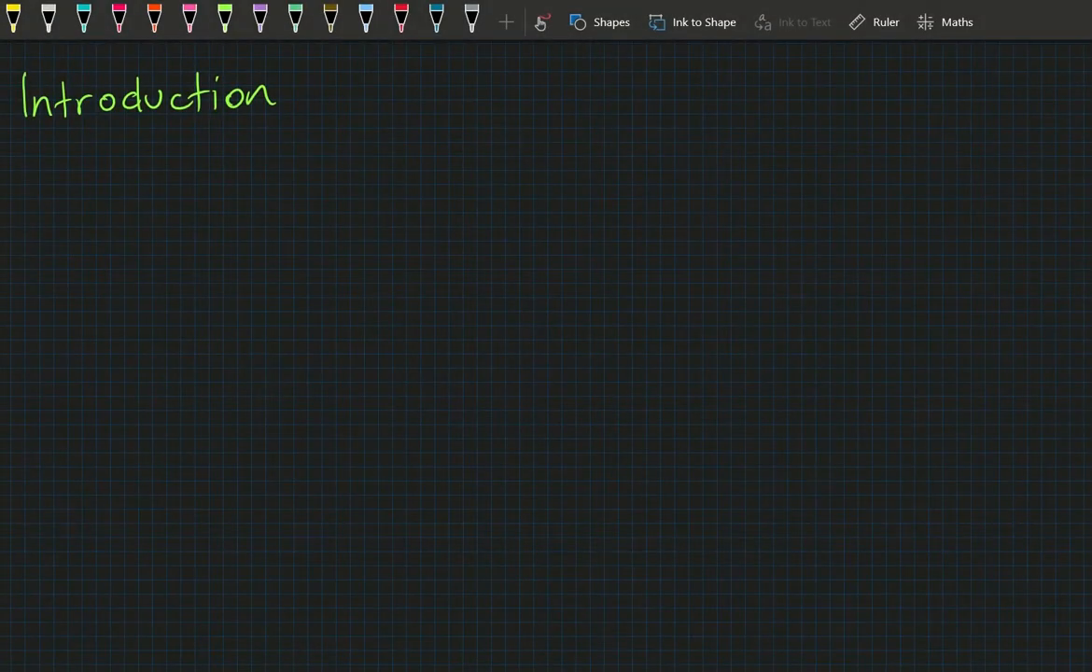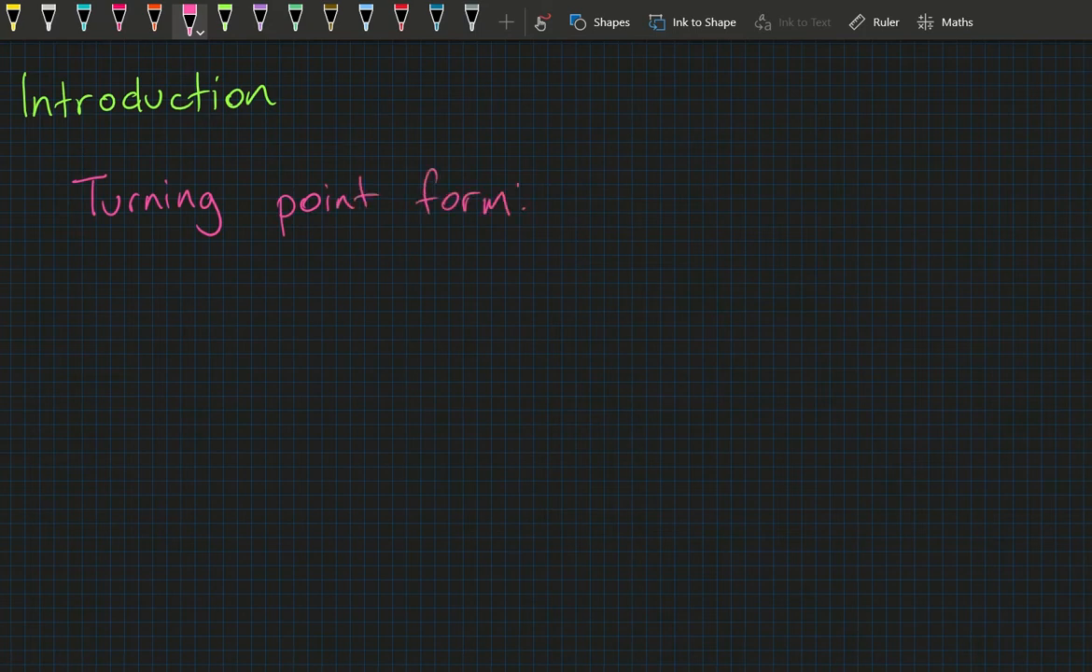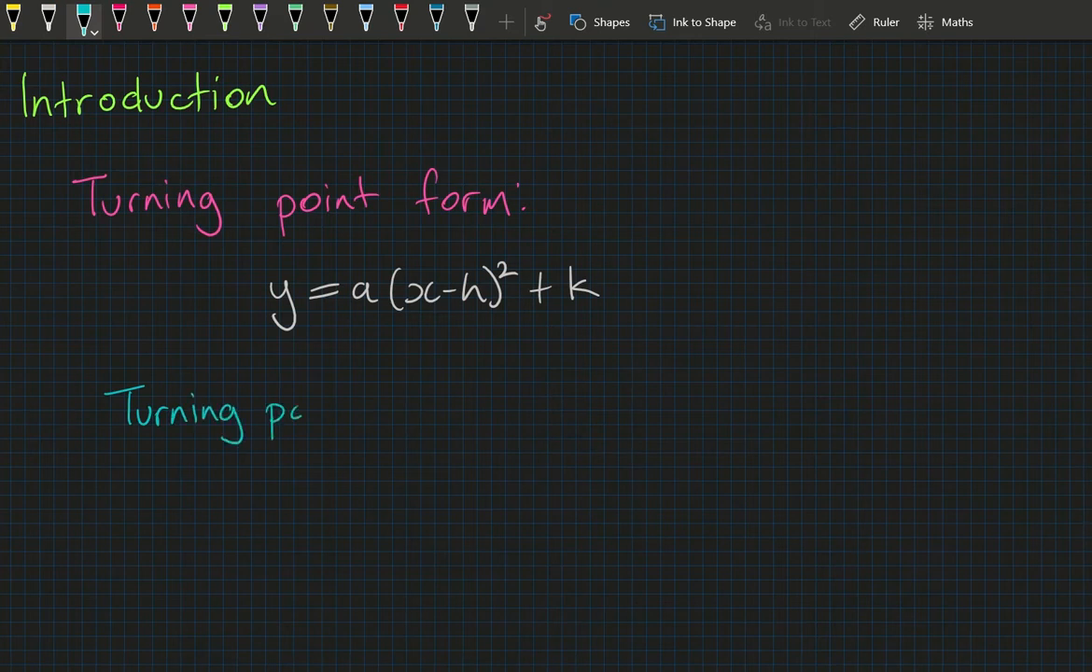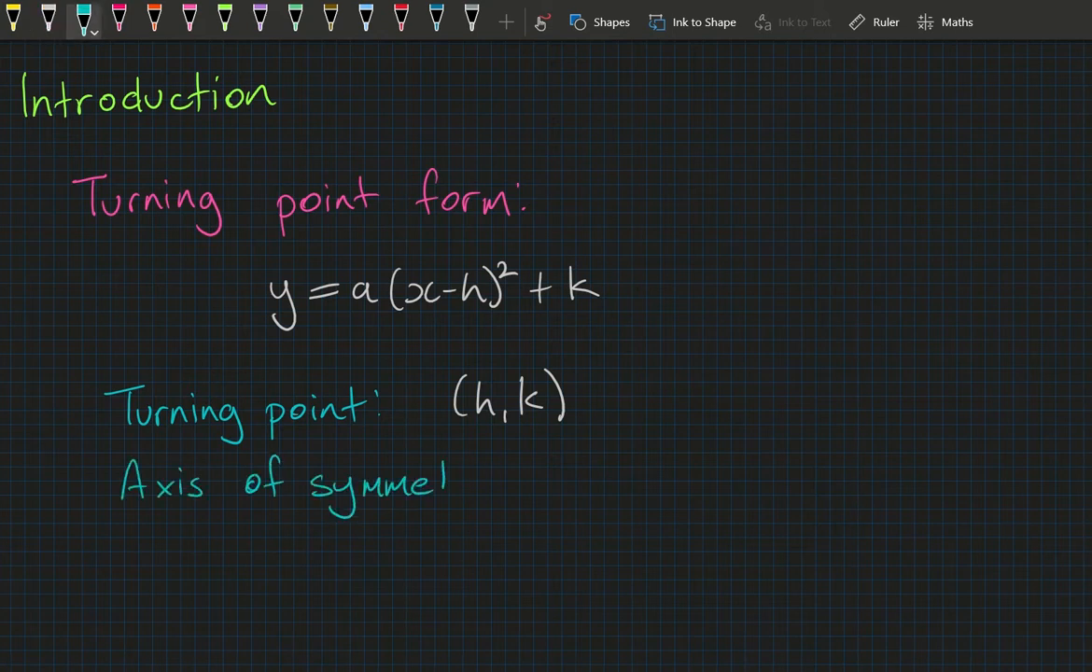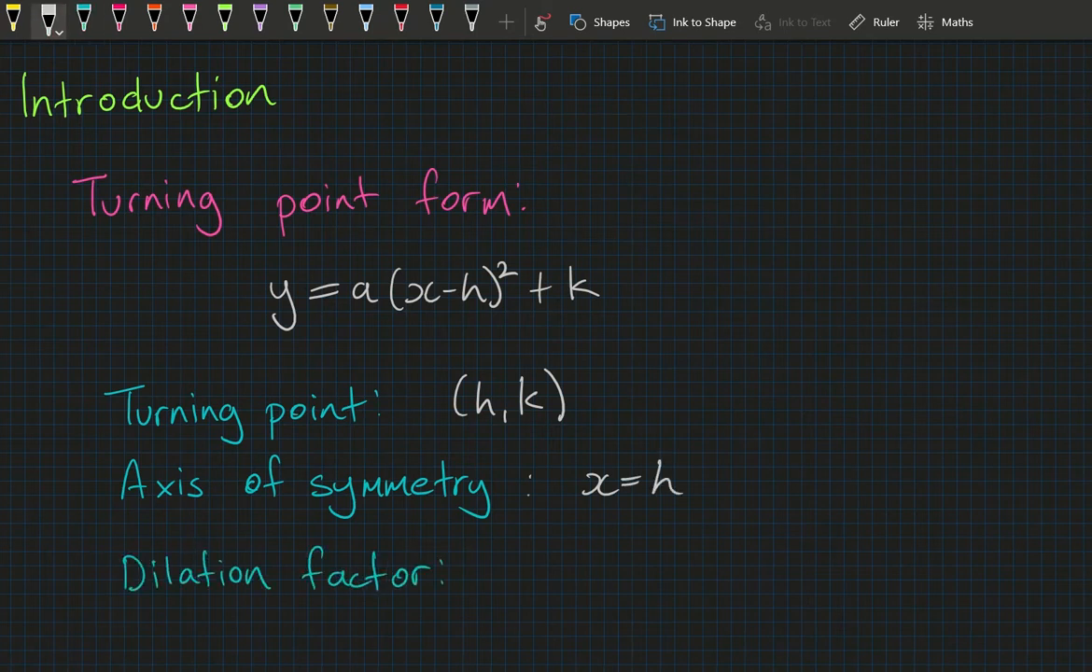So the focus of this lesson is looking at quadratics in the turning point form. And that is when we express a quadratic as y equals a times (x minus h) squared plus k. And when our quadratic is in turning point form, the turning point is (h, k), i.e. a point that has x value h and y value k. And of course that means the axis of symmetry is x equals h. And the dilation factor is a.